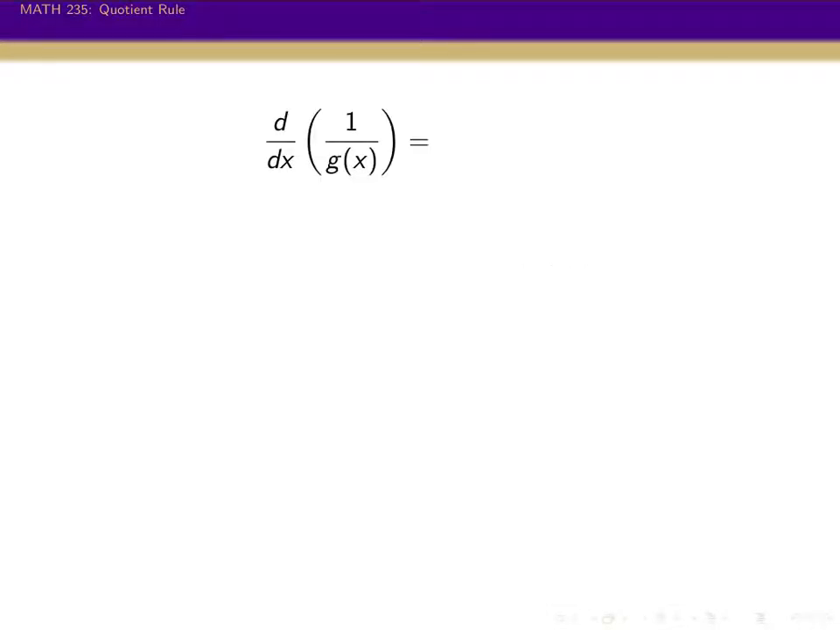So let's start off with a simple case. In this case, the numerator function is just 1. So we're just taking the derivative of 1 over g of x. And instead of thinking about it as 1 divided by g of x, we can think about it as g of x raised to the minus 1 power. So we're taking the derivative of g of x raised to the minus 1. Now, thinking about it this way, this is something that we can apply the chain rule to. So we're going to apply the chain rule here.